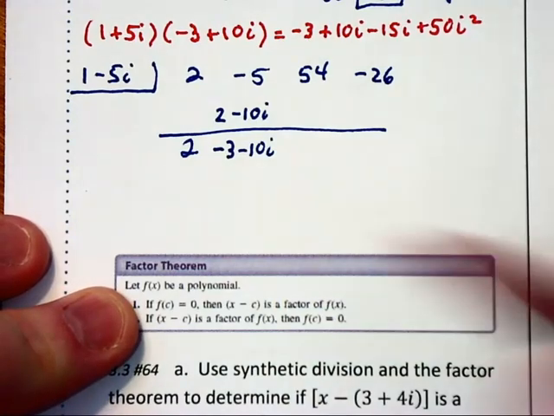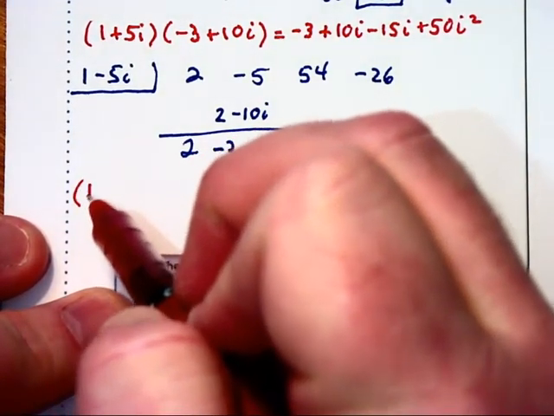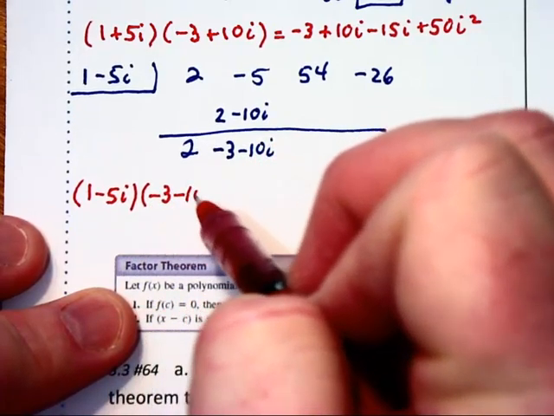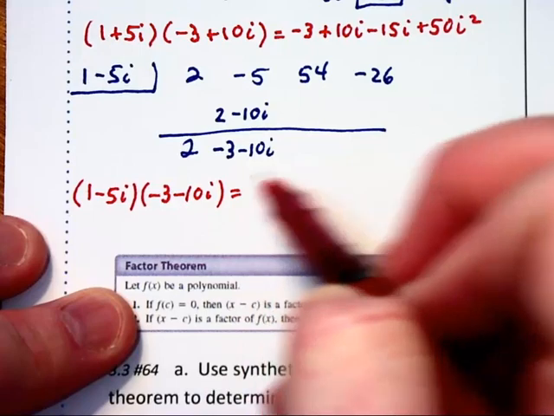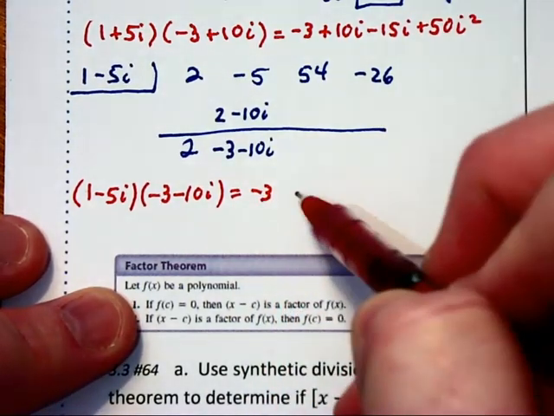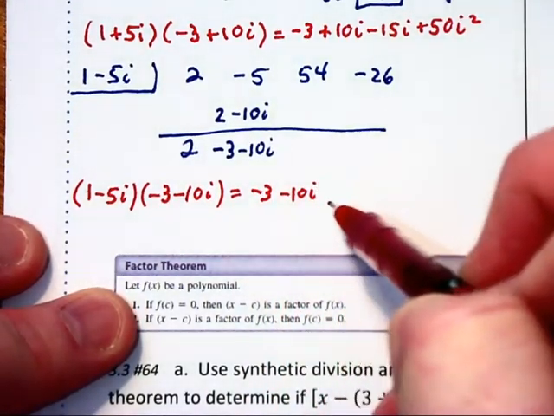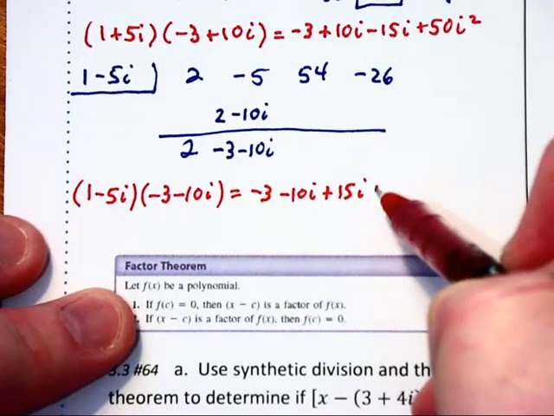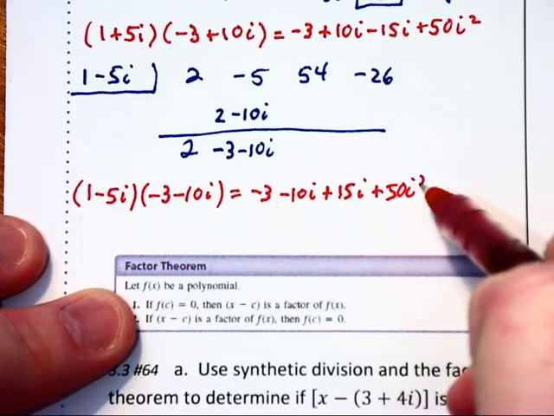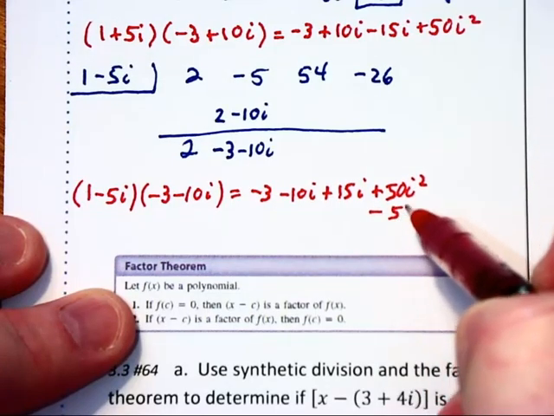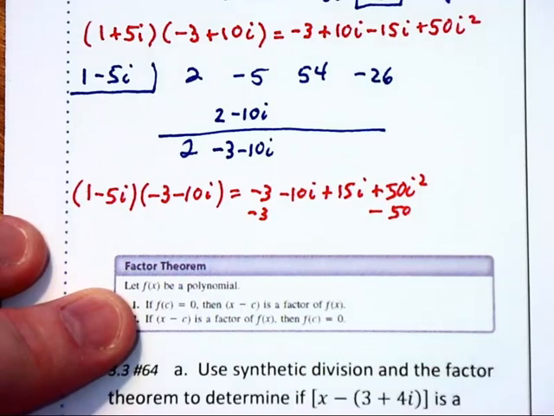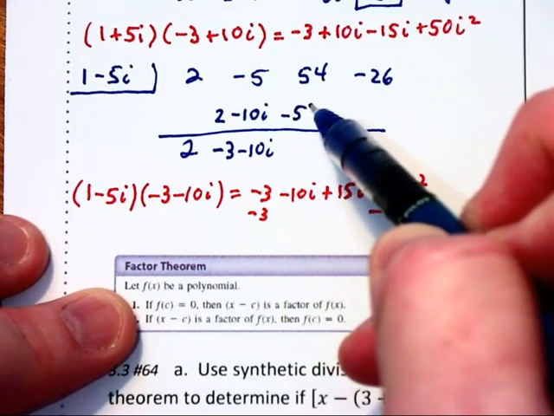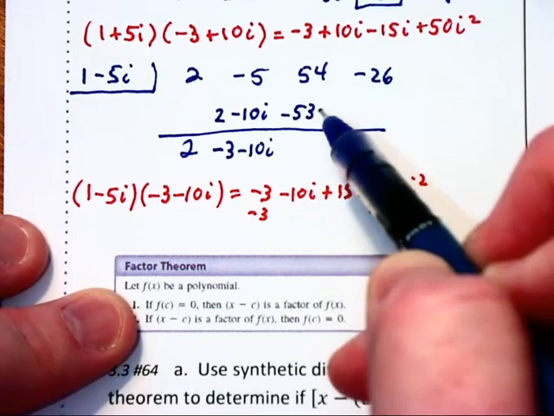Now we've got that same ugly FOIL problem to do. 1 minus 5i times negative 3 minus 10i. First term of FOIL is negative 3. Outer is negative 10i. Inner is plus 15i. And the last will be plus 50i squared, which makes a negative 50, along with that negative 3 out front, gives us negative 53, and the two middle i terms give us a plus 5i.